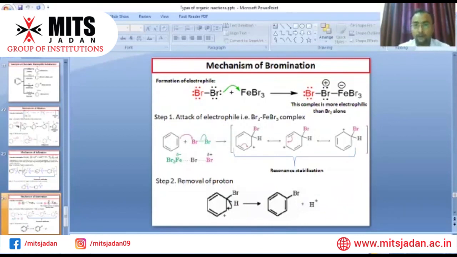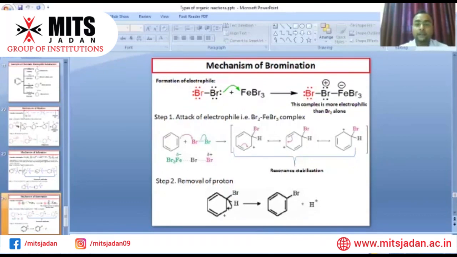So that is the very critical step, and the bromine reacts with the ferric bromide. This complex is more electrophilic than bromine alone, because there is a positive charge at the bromine atom, and this bromine ferric bromide complex works as an electrophile and attacks the benzene nucleus to give the resonance stabilized structures. Positive charge is delocalized throughout the benzene nucleus, and the pi bond electrons are also delocalized onto the nucleus of the benzene ring.